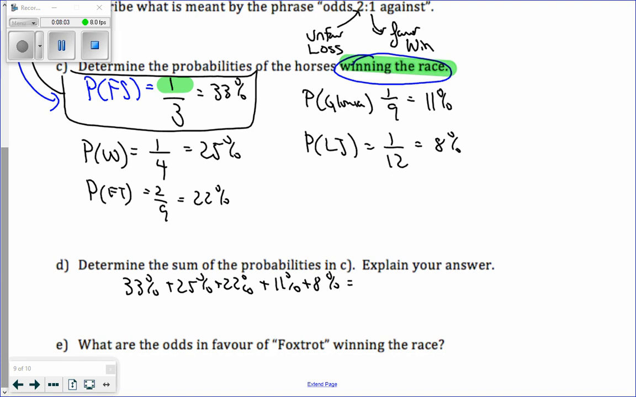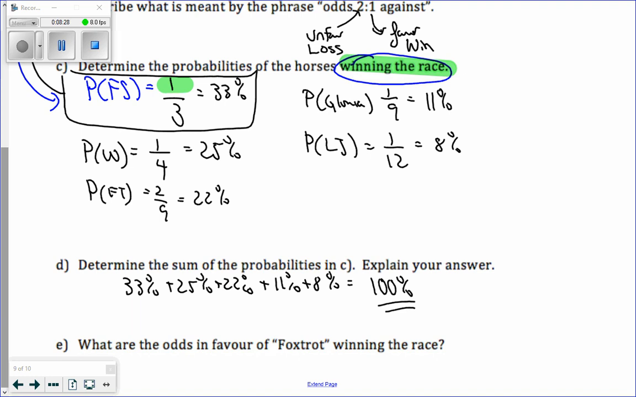It ends up being about 100%. Does that make sense? If there's only 5 horses in the race, does one of them have to win? Yes. So if you add up each of their probabilities, they have to add up to 100% because there's only 5 horses in the race.